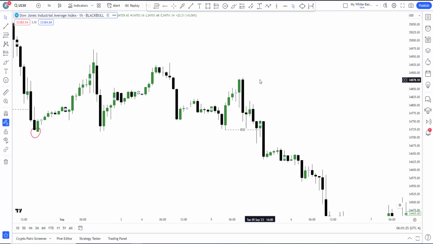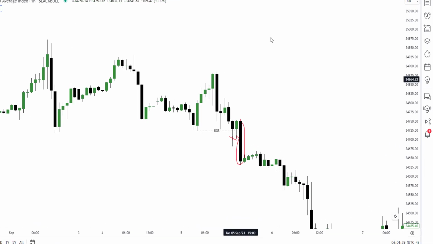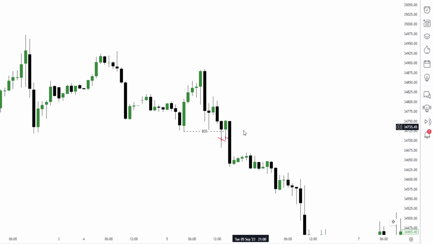Which of the candles closes below this one? Is it this one? No. Is it this one? No. Not this one. So it is this particular candle that closes below with the body of the candle, and that makes it a break of structure. A break of structure, as easy and simple as that.